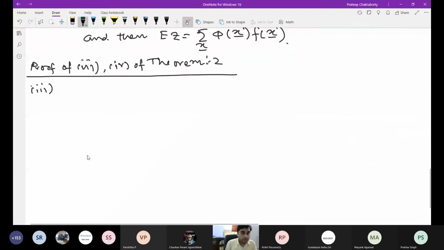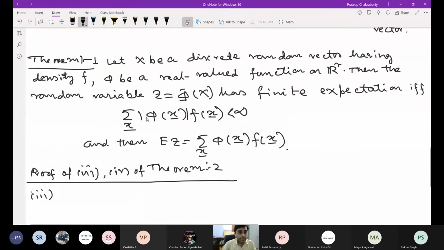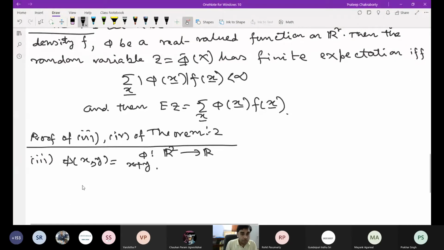Here we just use the previous theorem, theorem 1. So what is phi? Phi is a map from R power 2 to R. So here phi of (x, y) is x plus y. And we have to show that the summation over x bar of mod of phi of x bar times f of x bar is finite.